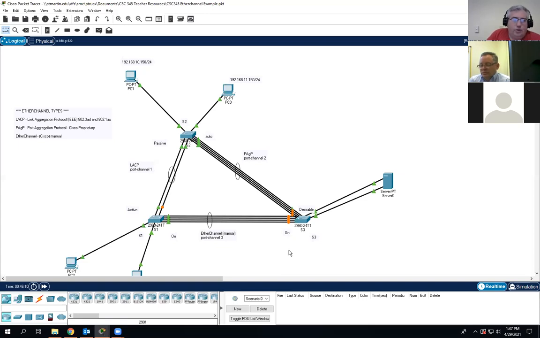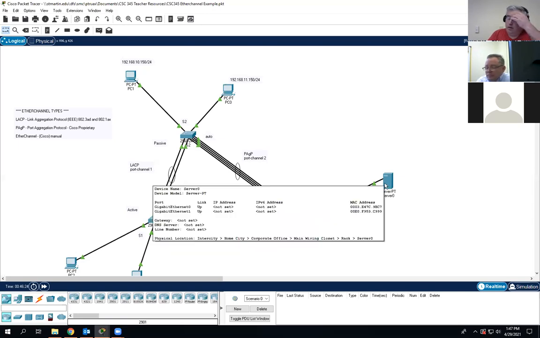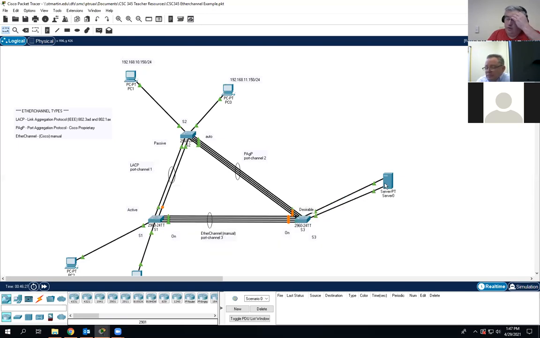So yeah, that's pretty much the EtherChannel types and how they're set up. Just real quick, on the exam, I don't think we got into the actual configurations of them much. All right, let's see what else we want to go over.